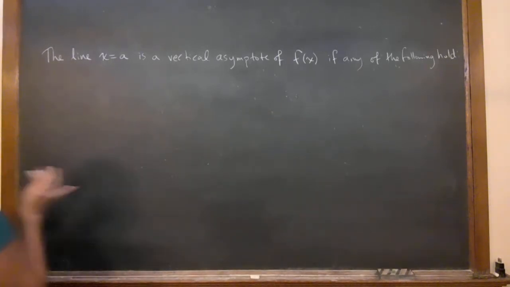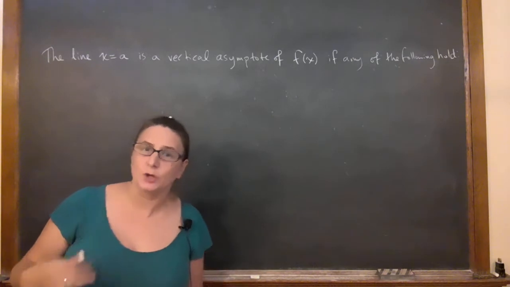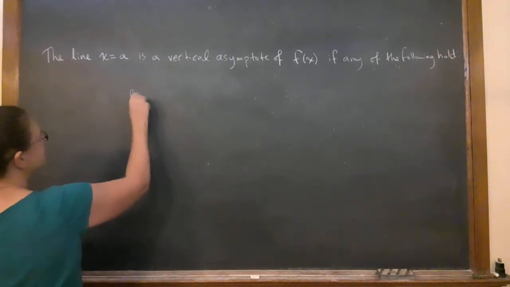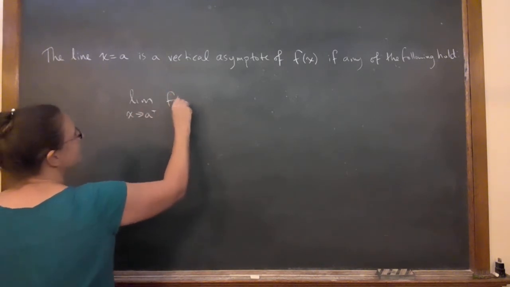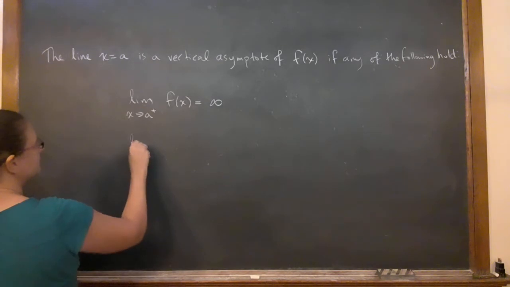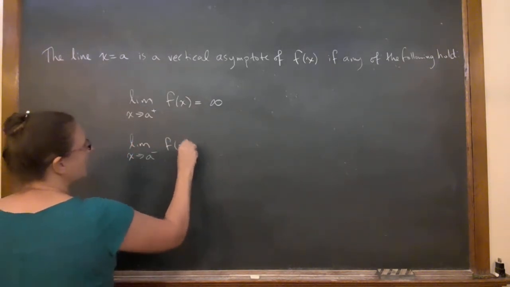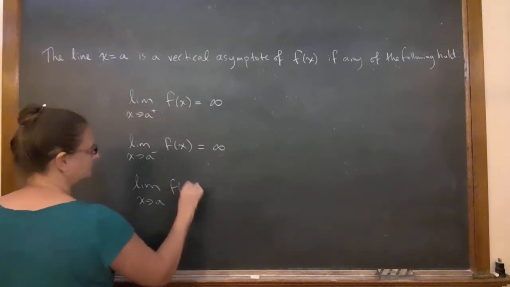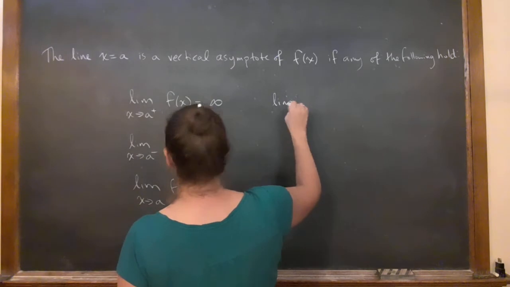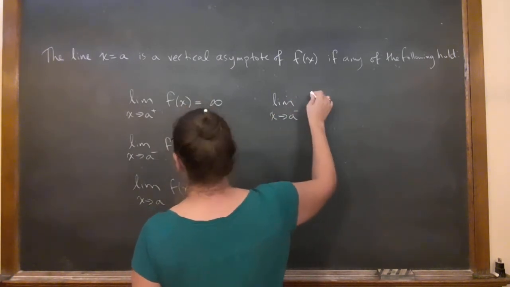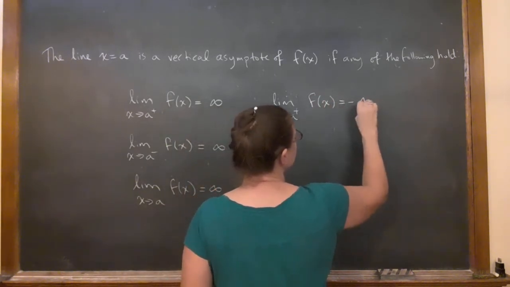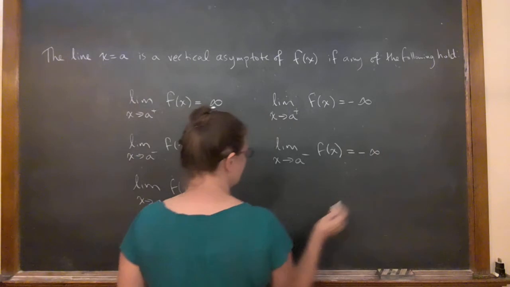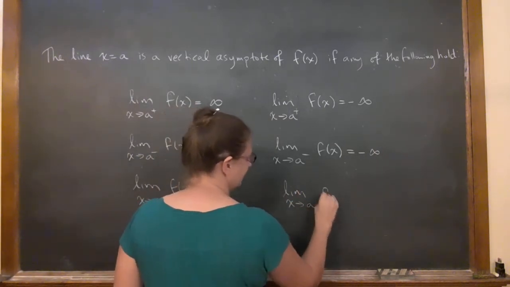Okay? Basically any one of the sided limits is either infinity or negative infinity. So let me do it here. The limit from the right-hand side is infinity. The left-hand side is infinity. The whole thing is infinity. Or the right-hand side is negative infinity, the left-hand side is negative infinity, or the whole limit is negative infinity.